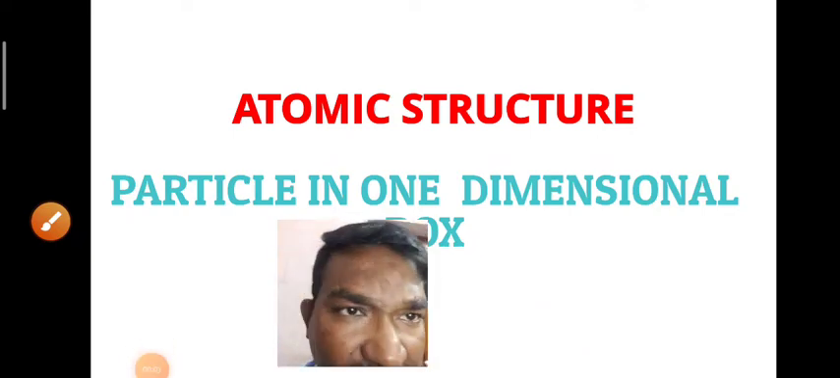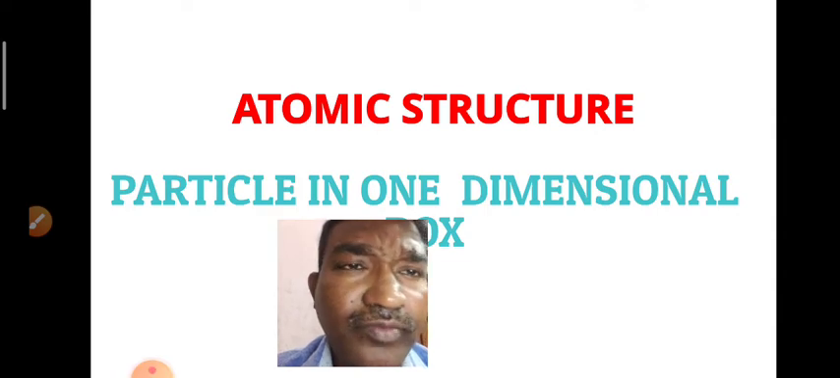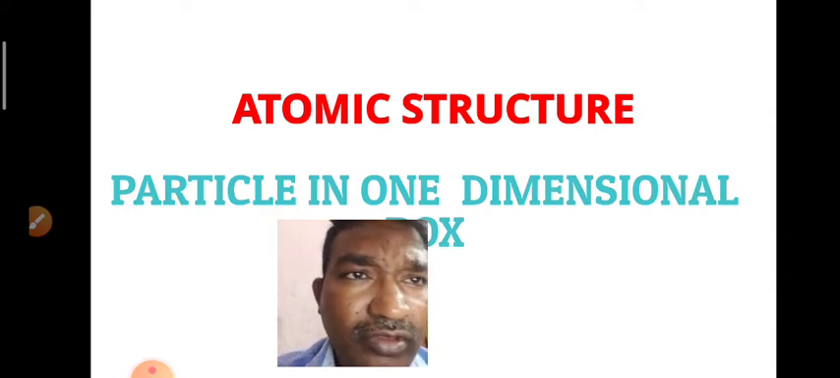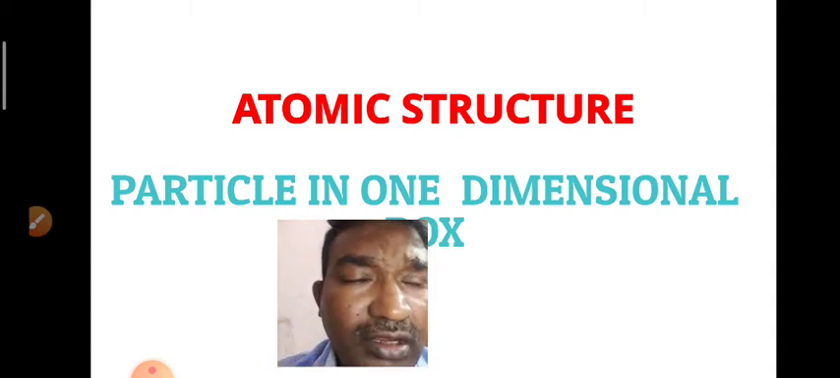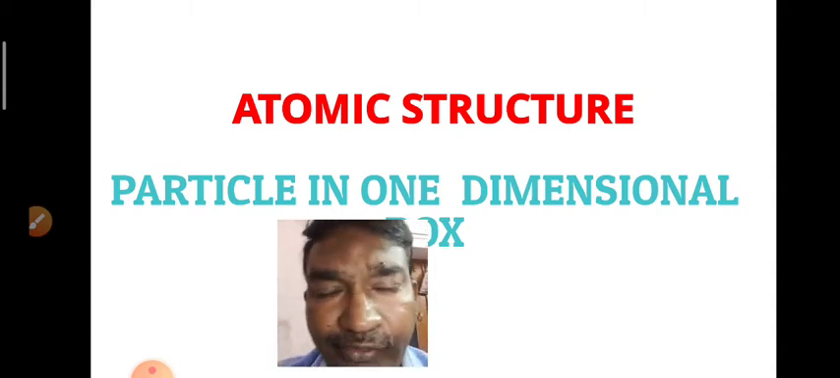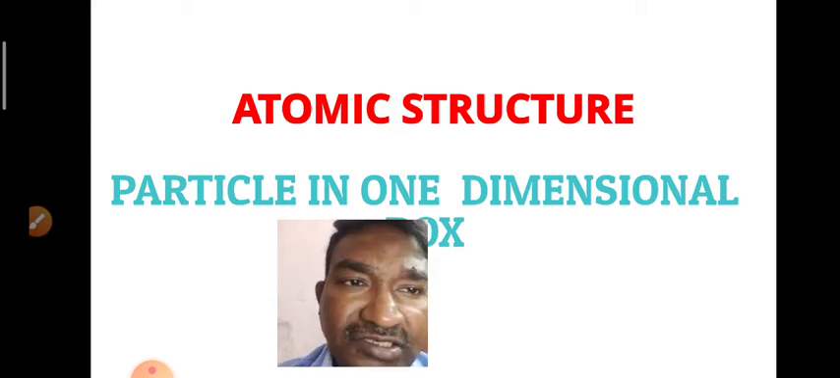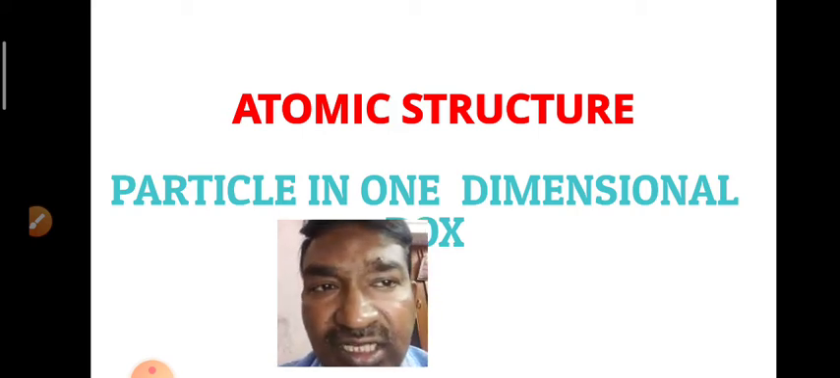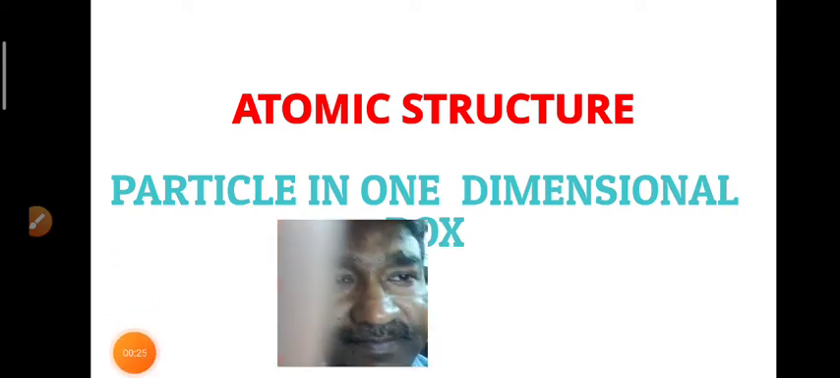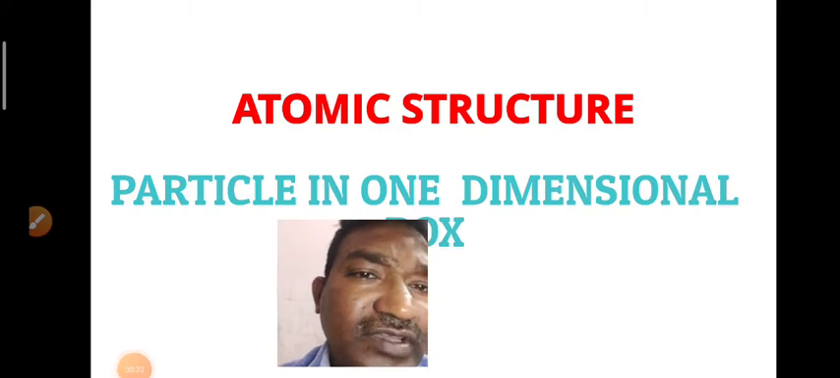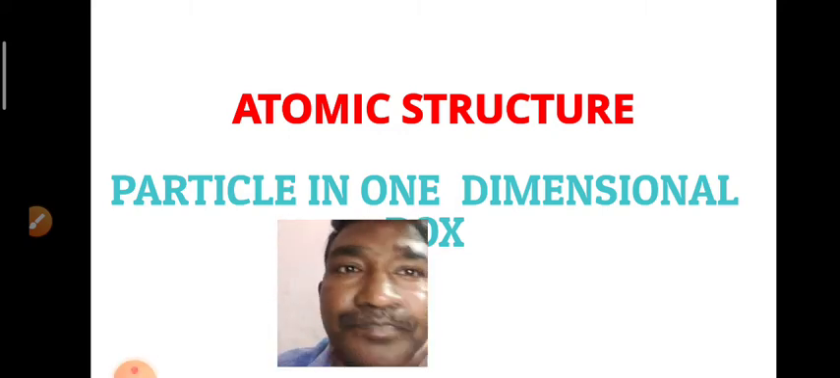Hello students, in the previous class we have learned about the derivation of the Schrodinger equation. Now in this video we are going to discuss the particle that is moving in the one-dimensional box. By understanding this concept we can understand how the energy levels of an atom are quantized. This is a very simple method to understand that concept.